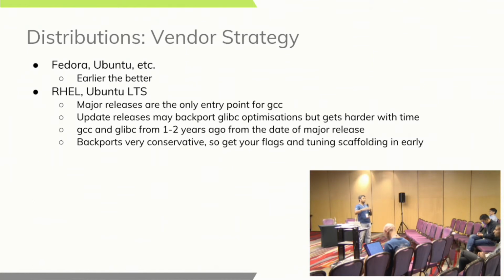Where glibc optimizations are concerned, in the initial update releases, the 6-month update cycles, roughly 6 months, depending on the distribution, it's easier to do that early on, but in later update releases, it gets harder and harder. And it gets progressively harder until you hit this maintenance checkpoint beyond which they would probably not accept any optimizations. So that's one thing to take into consideration when you're timing your glibc optimizations to upstream. Backports in general are very conservative. New CPU flags and so on and so forth won't get backported, so you need to make sure that your scaffolding, your CPU flags and so on are in early.